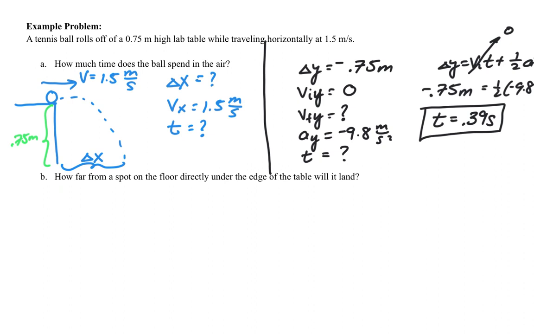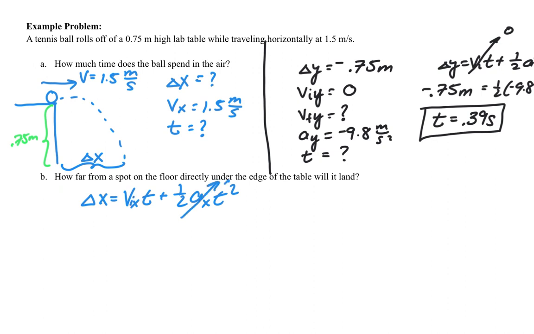This next part is asking how far from a spot on the floor directly under the edge of the table will it land? So now we have to go back to the x side of our problem-solving table. And we can use another position equation. Delta x is vxt plus 1/2 a in the x direction, t squared. I added those x just to be clear. And this should really be a v initial x, but we know they're the same.